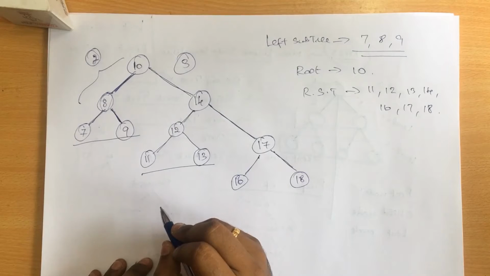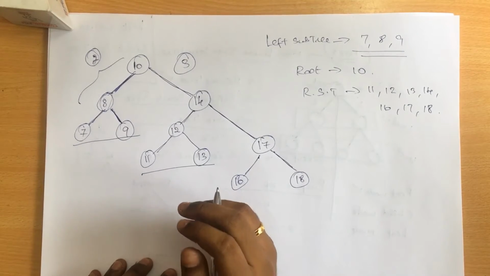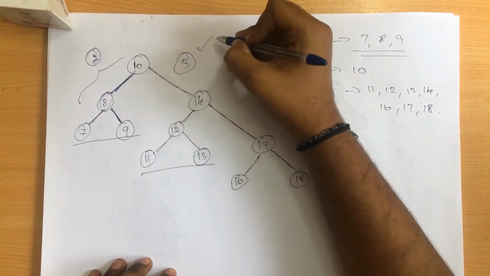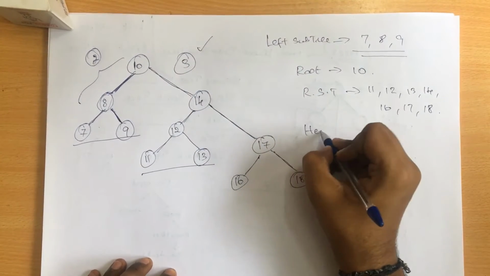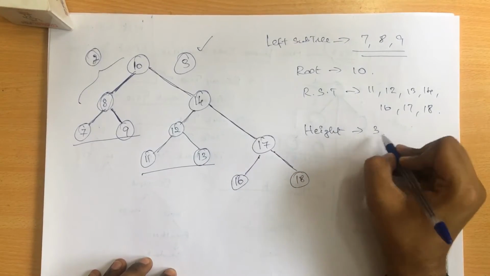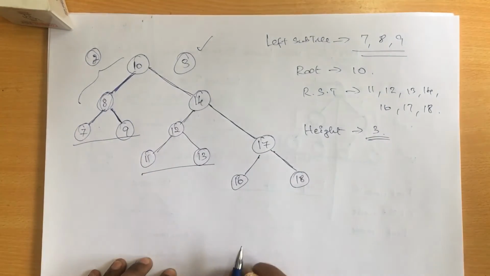Now if I try to find the maximum value out of 2 and 3, I can directly say 3 is the largest value. So it means that the height of this tree is nothing but 3. Right? So the height of this tree is nothing but 3.